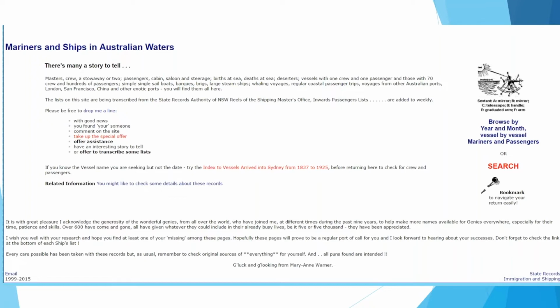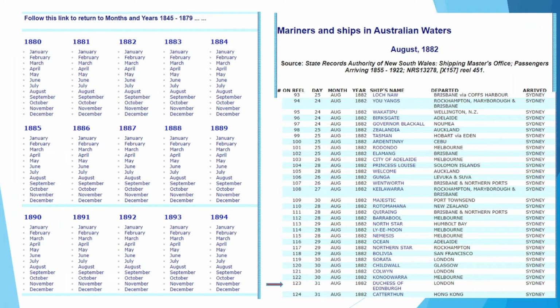It provides a transcription of the shipping list and a link to the digital copy of the shipping list. On the right-hand side, you can see how it can be searched, browsed by year and month, vessel by vessel, or mariners and passengers. So looking at how the page might look, this is looking by years and months. So you have the years and the months. So what we're going to have a look at is the Duchess of Edinburgh that arrived on the 31st of August in 1822.